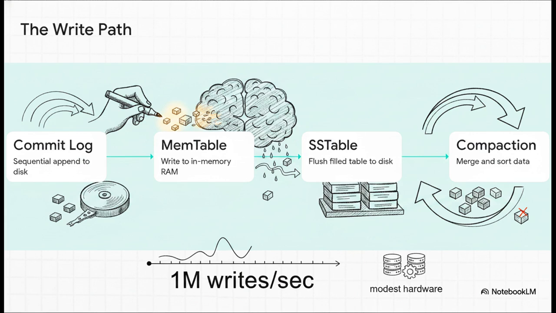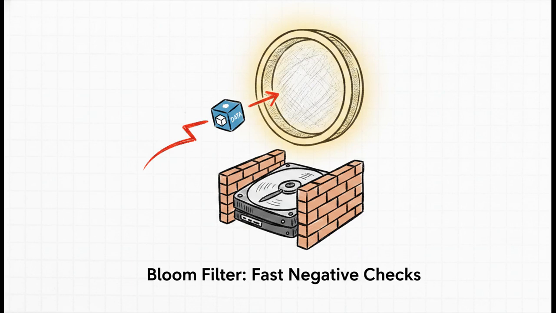Over time, you're going to get a lot of these SSTables. So the system runs a background process called compaction to quietly merge them, sort the rows, and clean up any deleted data. This specific write path is exactly why Cassandra can casually sustain 1 million writes per second on pretty modest hardware.